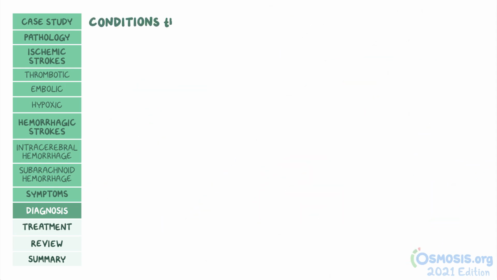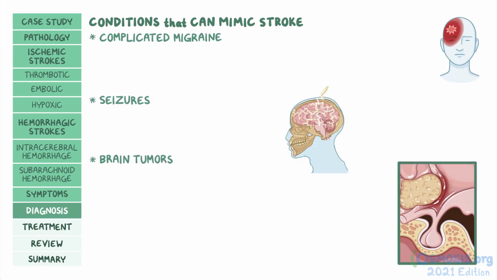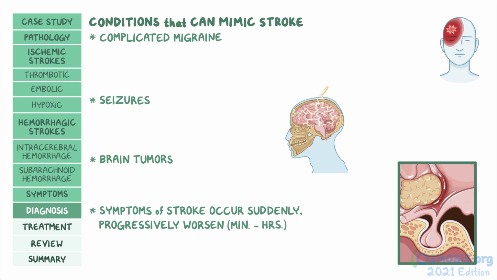There are a few conditions that can mimic a stroke, including complicated migraine, seizures, and brain tumors. A quick history can help distinguish them. Usually, the symptoms of stroke occur suddenly and progressively worsen over minutes to hours.